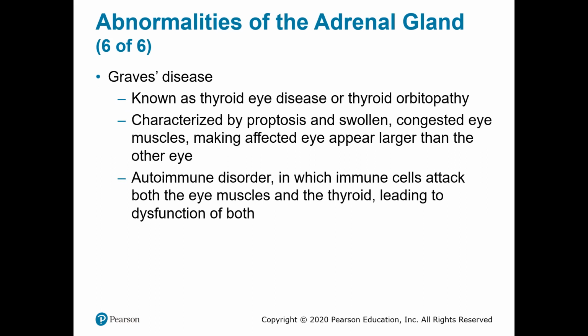And lastly, we have Graves' disease on textbook page 559. This is known as thyroid eye disease or TED. Sometimes you'll hear it even referred to as thyroid orbitopathy. This is characterized by proptosis and swollen, congested eye muscles, making the affected eye appear larger than the other eye. It makes them appear swollen and bulging. Sometimes it looks like they're kind of coming out of the socket, so to speak. And this can affect one or both eyes.